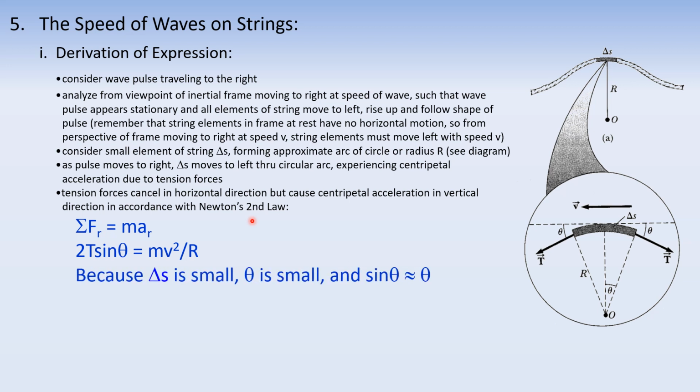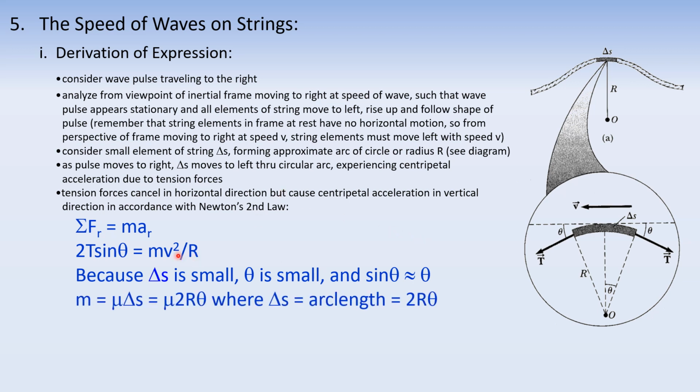So we will use the small angle approximation. Because this piece of string delta s is so small, these angles theta are so small, we can approximate this by saying that the sine of the angle theta is about equal to theta. And remember that for values of theta that are less than 10 degrees, this small angle approximation has less than a 1% error in it. So it's a very good approximation.